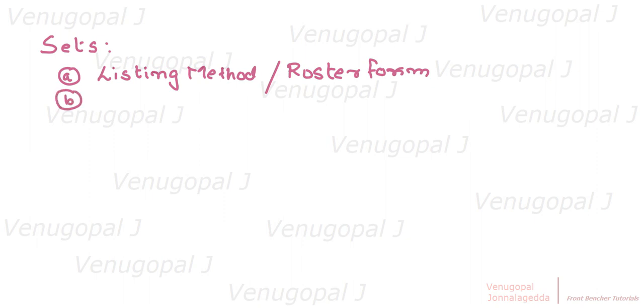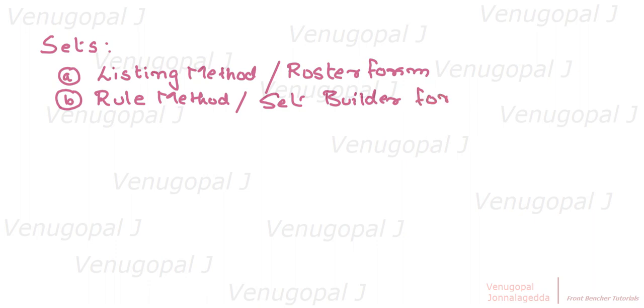And the second one is the rule method, commonly known as the set builder form. Okay.